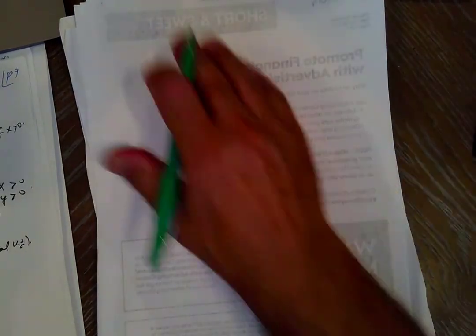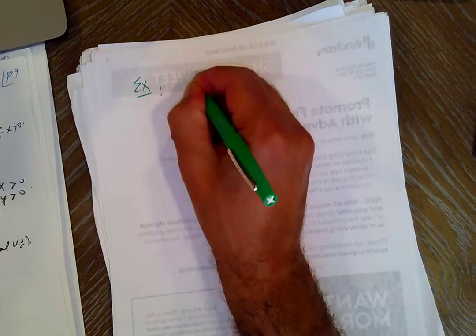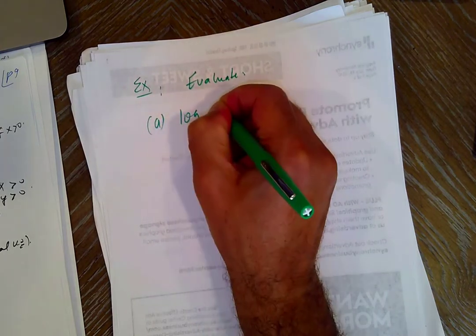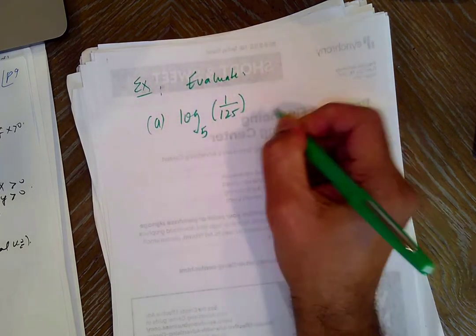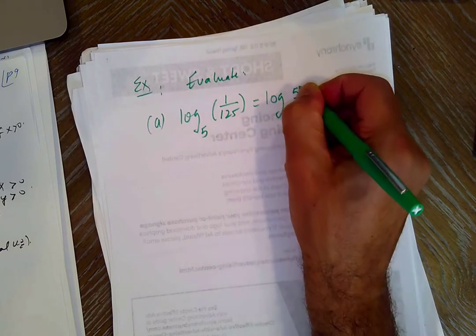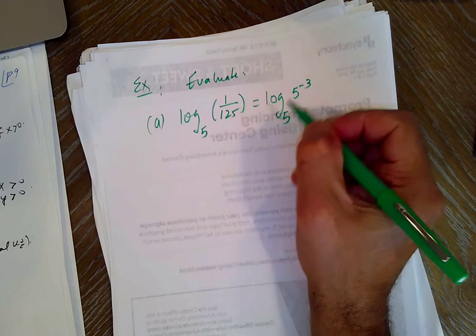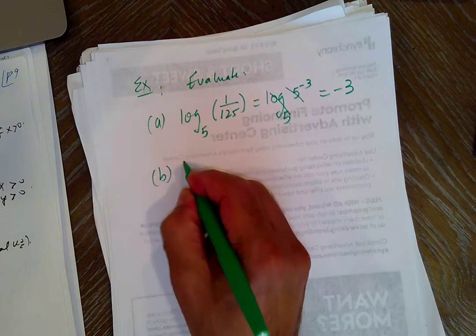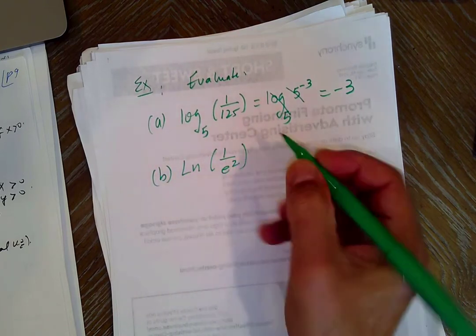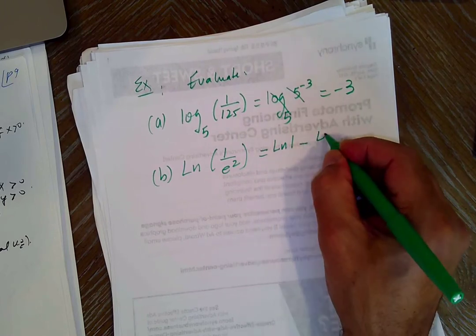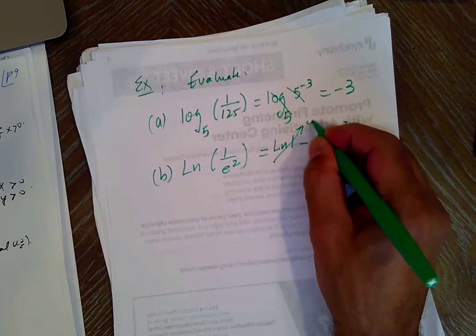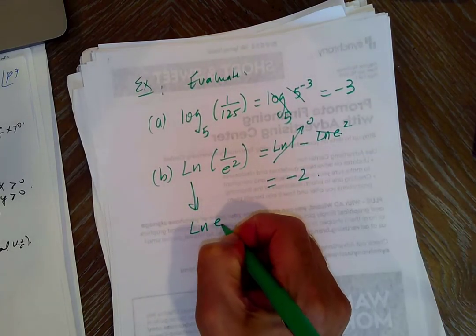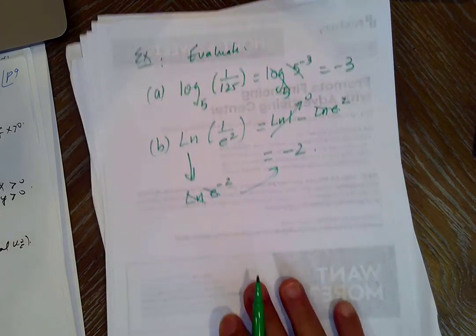So if we want to evaluate, just to practice those rules, log base 5 of 1 over 125, we can write this as log base 5 of 5 to the negative 3. 5 to the negative 3 is 1 over 5 cubed, which is 1 over 125, so we get negative 3. And if we have, say, ln of 1 over e squared, using the quotient rule, it's ln of 1 minus ln of e squared. Ln of 1 is 0, and that's canceling out, so it's negative 2. Or you could write it as ln of e to the negative 2, which is negative 2.